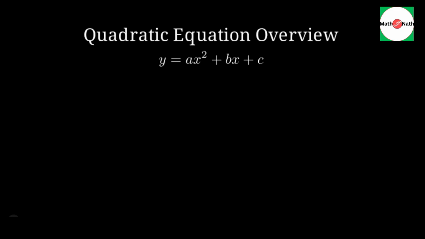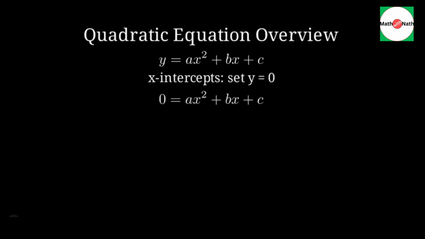The x-intercepts are where the graph crosses the x-axis. That means y is 0, so we set the equation to 0 and solve. These are also called the roots or zeros of the quadratic.